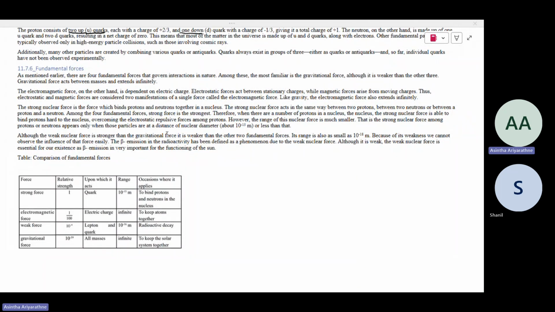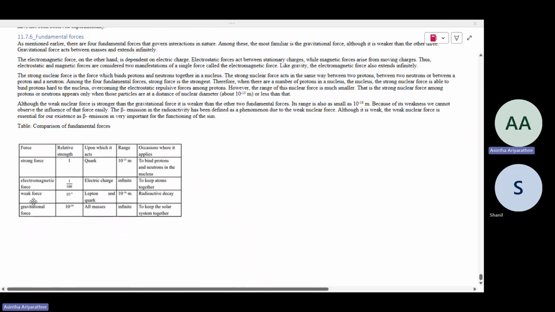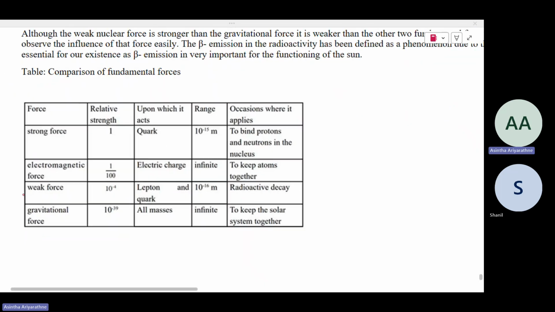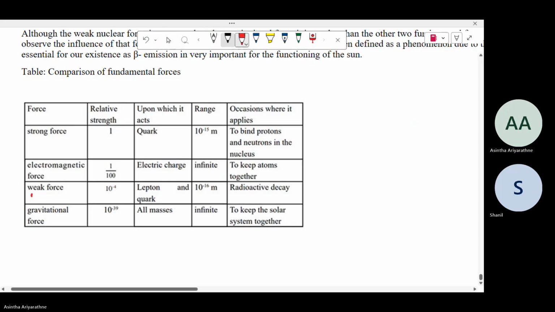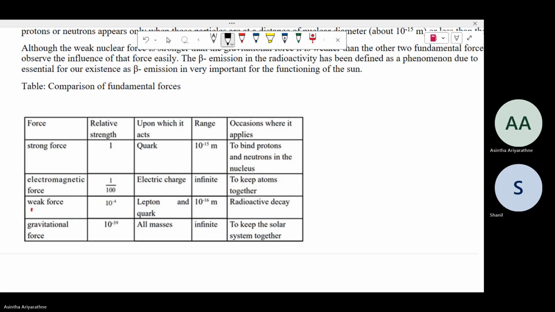And so there are four fundamental forces: gravitational force, electromagnetic force, weak nuclear force, and strong nuclear force. Strong nuclear force is the strongest.